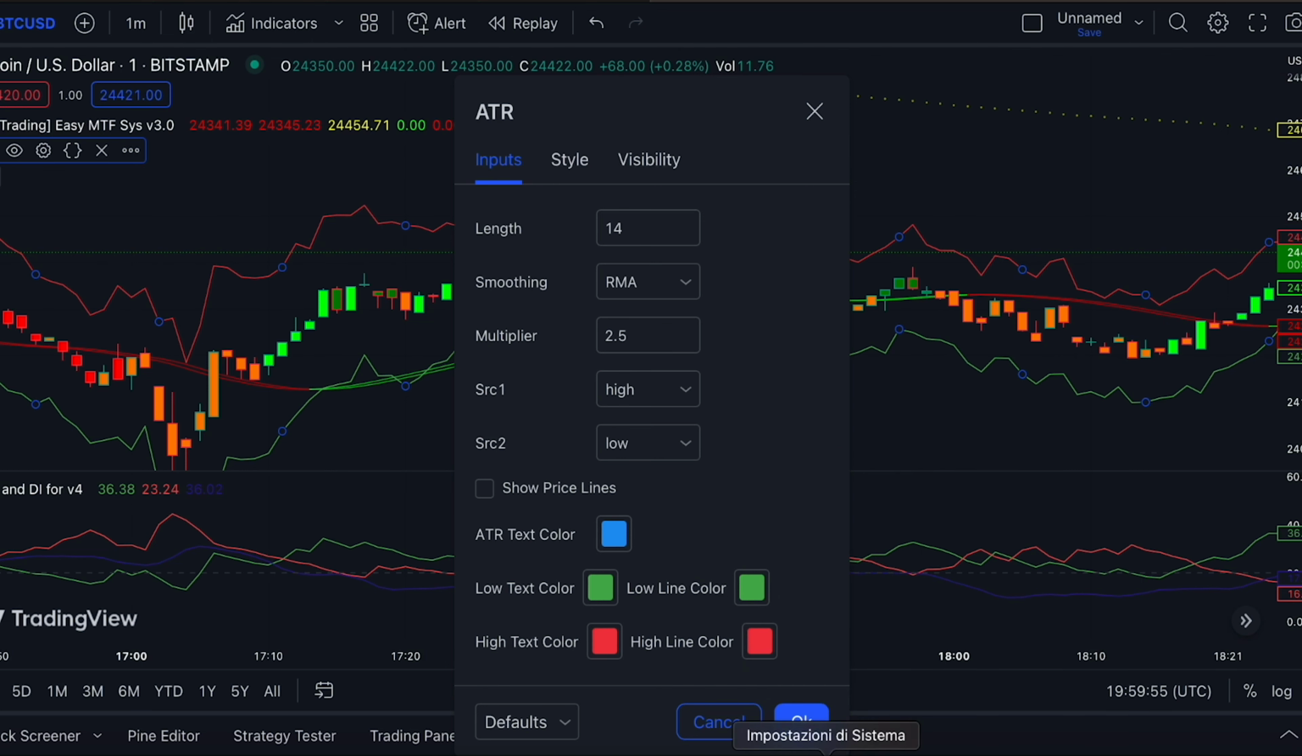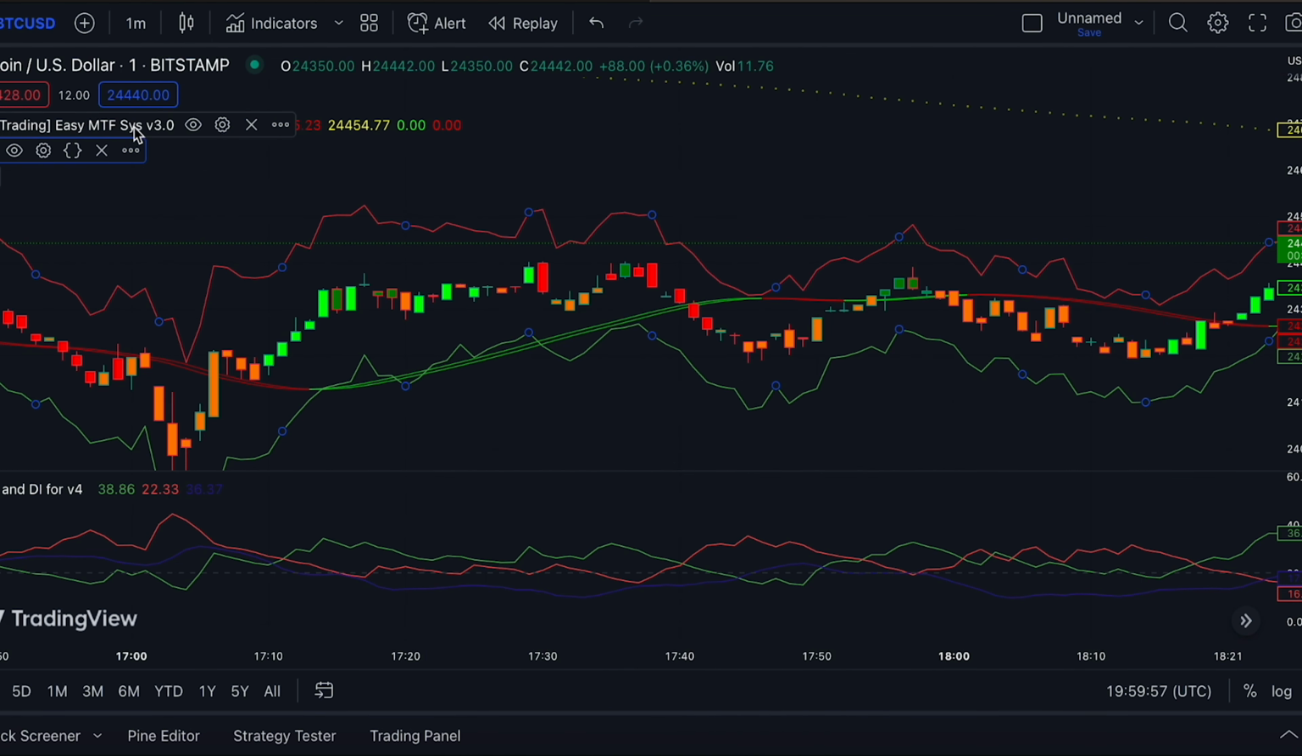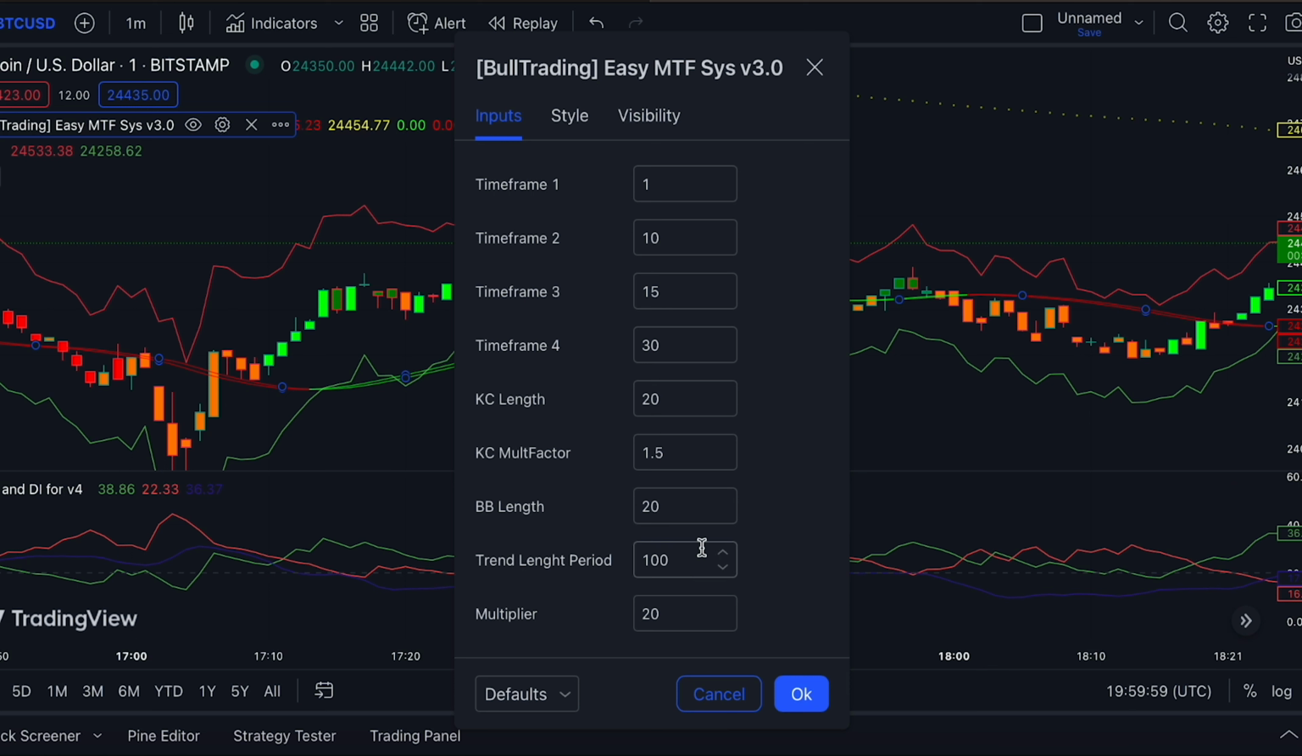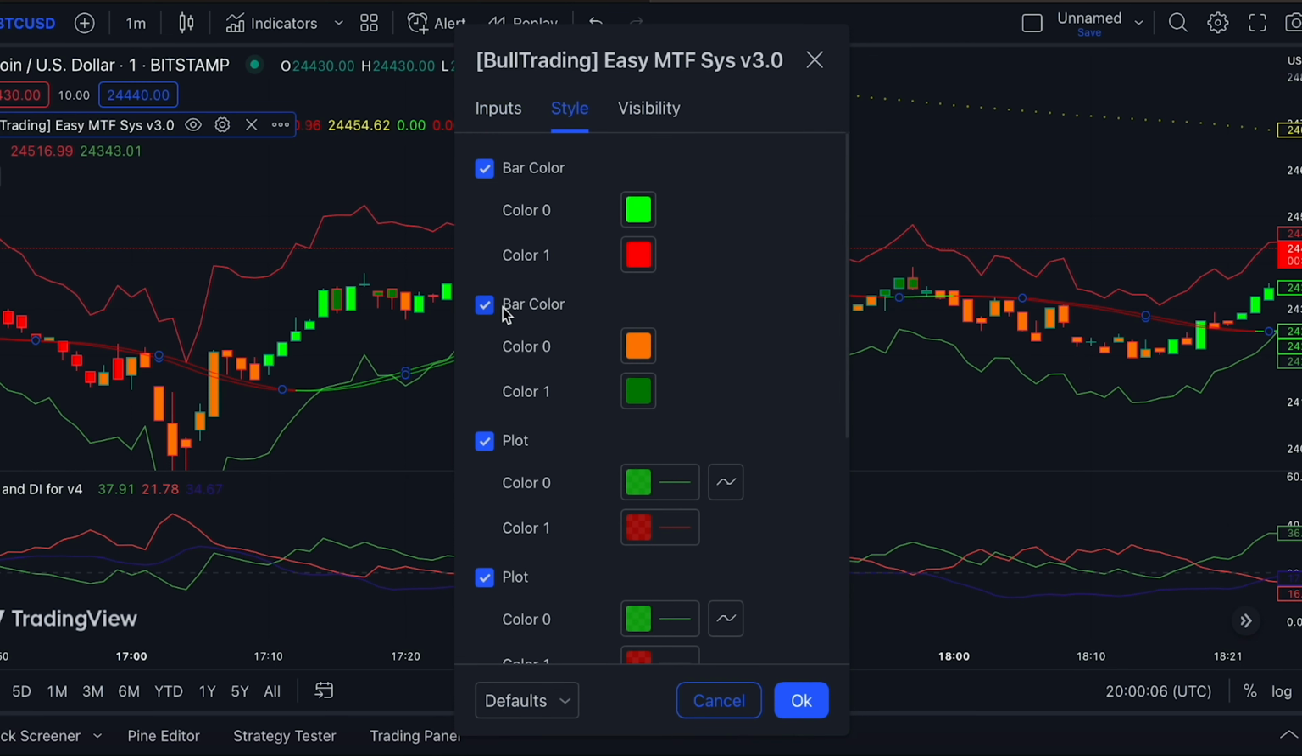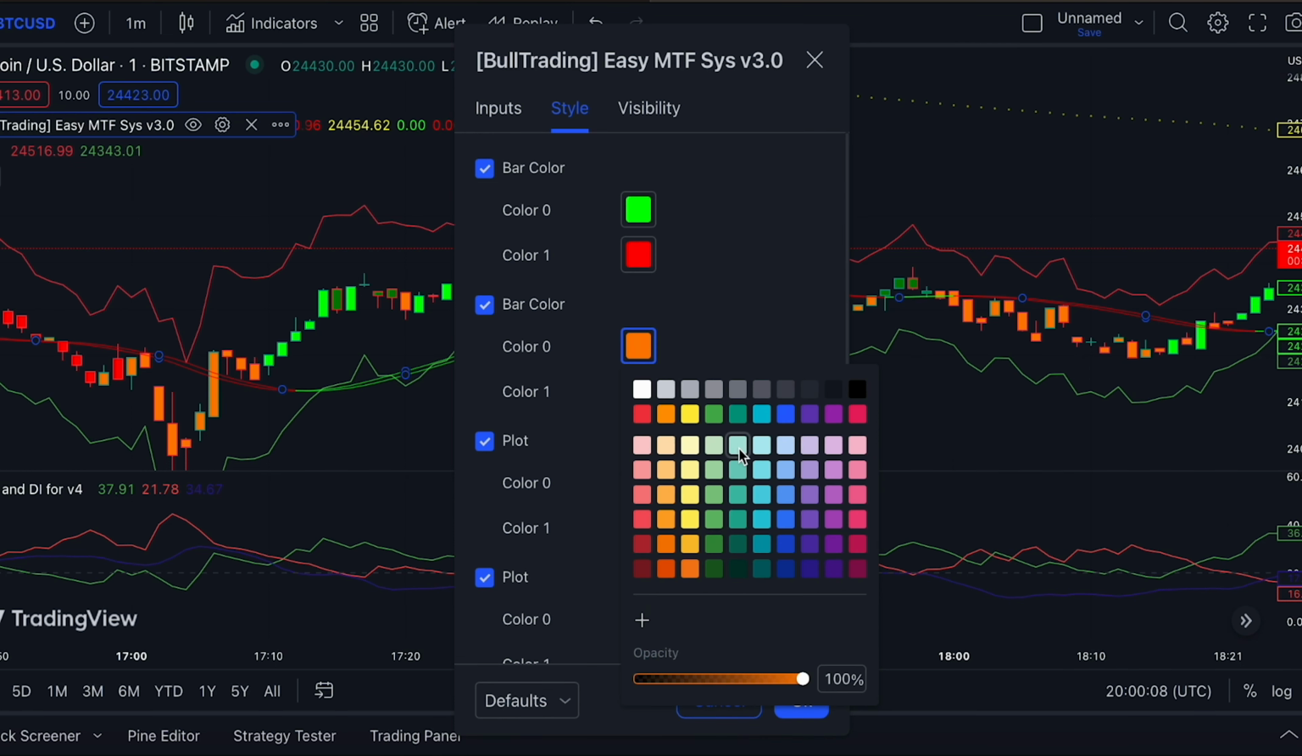Forex traders have been known to use 0.85, but since we are trading with cryptocurrency, we will alter it to 2.5. Afterward, remove the box for showing price lines. Last but not least, we will modify the hue of the upper and lower ATR lines.